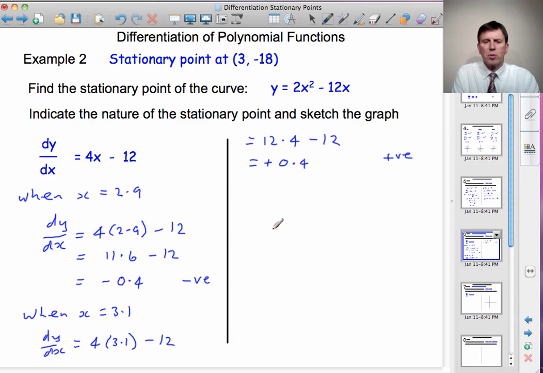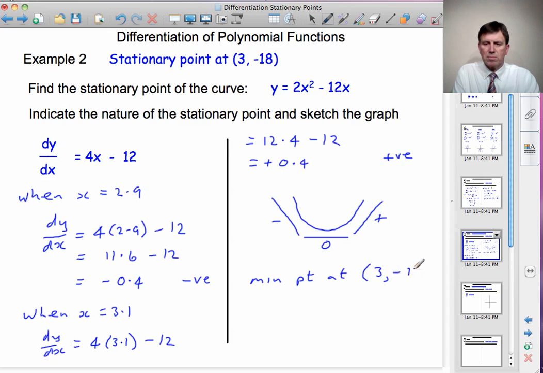So we have a situation where we've got a negative gradient before the stationary point. At the stationary point itself, the gradient is 0. And after the stationary point, the gradient is positive. And we can see that that actually describes what happens when we have a minimum point. So I can now say that we've got a minimum point at (3, -18).